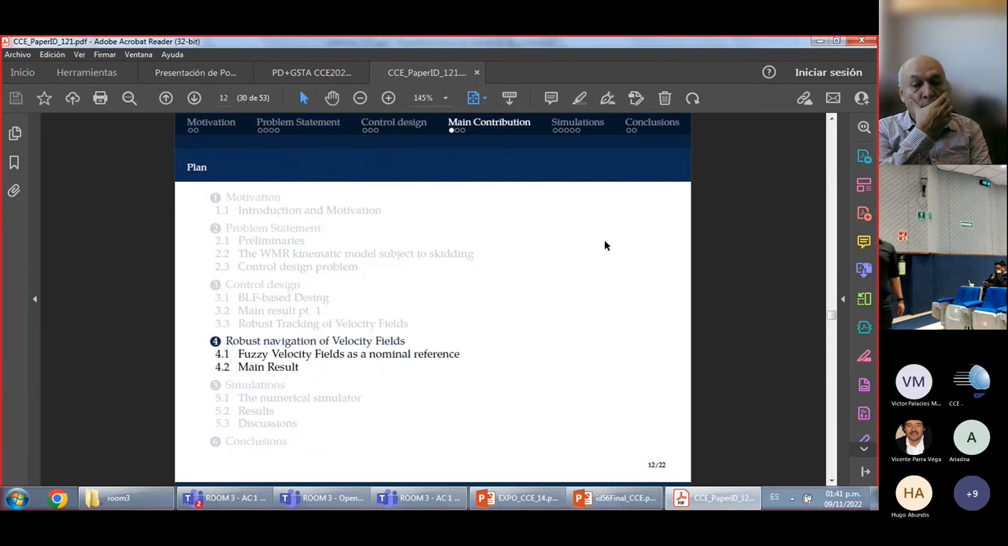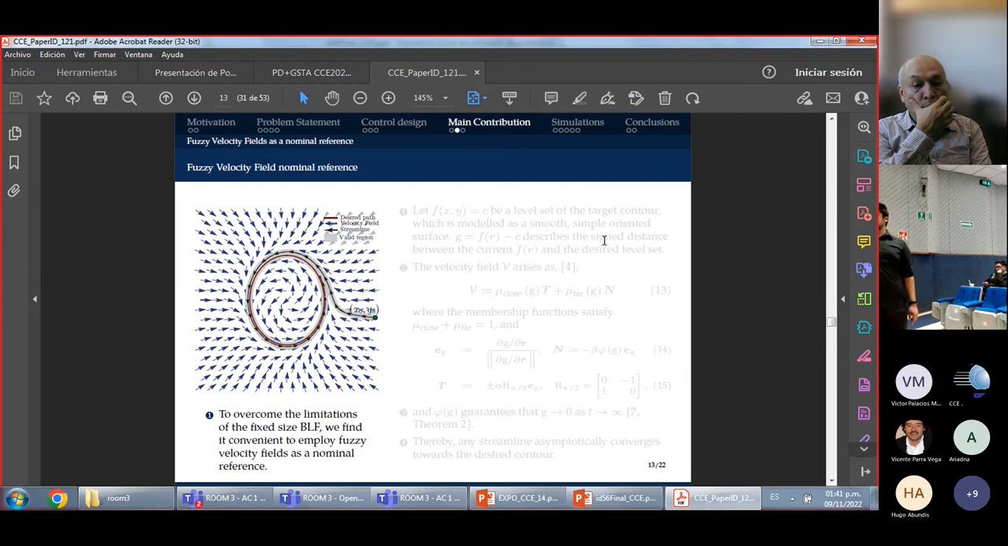Now, as I said, we can ensure that the system will come back to the set, but the symmetric barrier function has a well-known limitation. That is, we are limited in how big the initial error can be. To overcome this difficulty, we propose an external trajectory planning scheme, which is a velocity field.